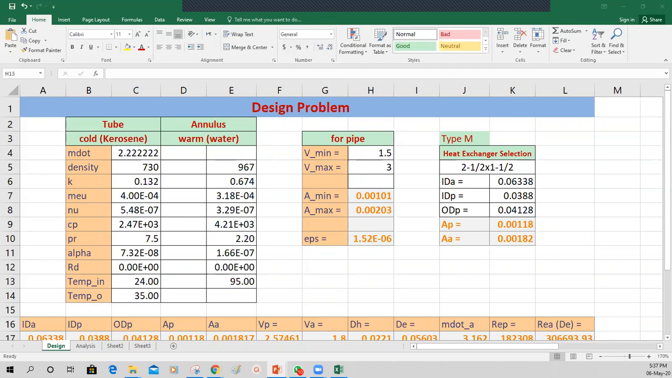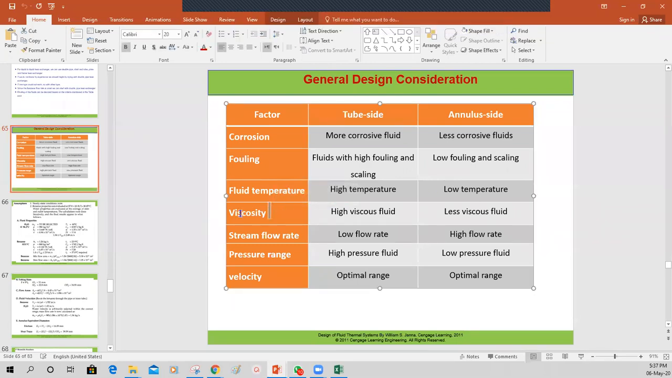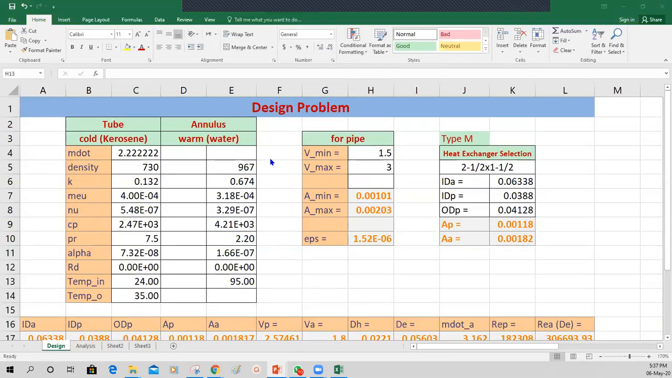And this is the table you can see on the screen. So we took the criteria of the viscosity, that the viscosity for the kerosene is higher, so we took it into the pipe. What we know about the kerosene is the mass flow rate is given, all properties are given, temperature is given, and the economic velocities are given. So based on the economic velocities and the mass flow rate, we can see what is the minimum area required and what is the maximum area required.